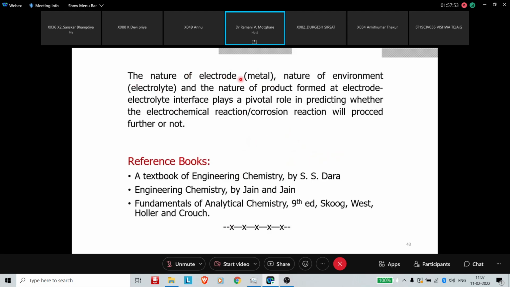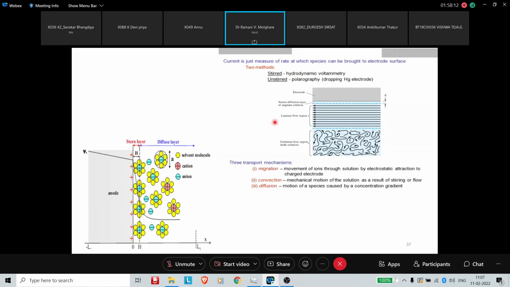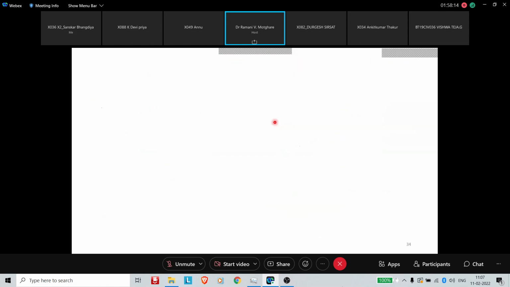The nature of the electrode, the nature of the environment, and the nature of the product formed at the electrode-electrolyte interface play a pivotal role in predicting whether the electrochemical reaction or the corrosion reaction will proceed further or not. To understand this, you should know what is polarization, what is over voltage, and what is decomposition potential.